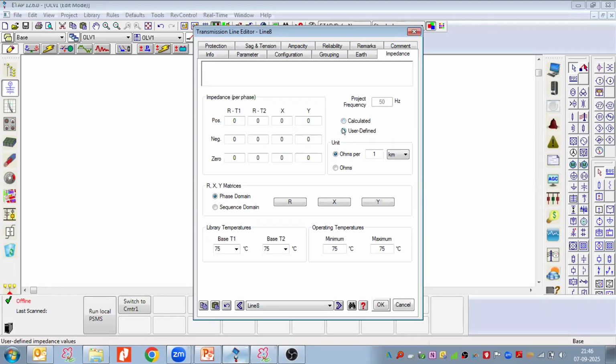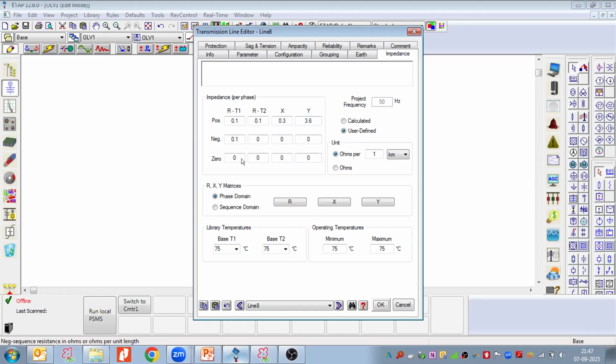So let us go with the user defined, not the calculated, and let us take this transmission line impedance. The positive sequence resistance is 0.1 ohm per kilometer, a very small resistance at the temperature T1, and let us consider the same for temperature T2 as well. Let us take the reactance as 0.3. Let us take the susceptance Y as some typical value just for our simulation purpose. The same value we can enter in the negative sequence as well.